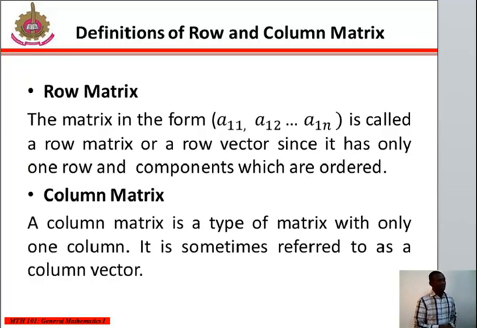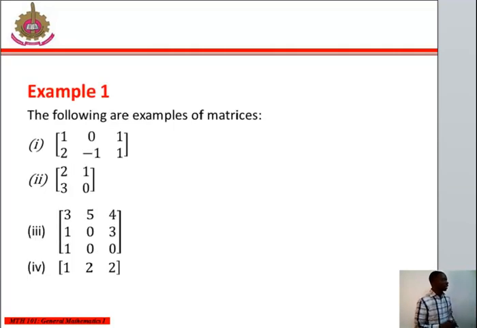Let's start by first defining what a row and column matrix is, what it means. Row matrix: the matrix in the form A11, A12, up to A1n is called a row matrix, or a row vector, since it has only one row and one component which are ordered. A column matrix is a type of matrix with only one column. It is sometimes referred to as a column vector. You will see examples of a row matrix and a column matrix.